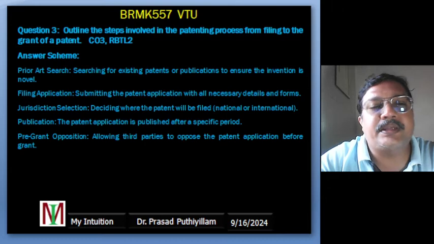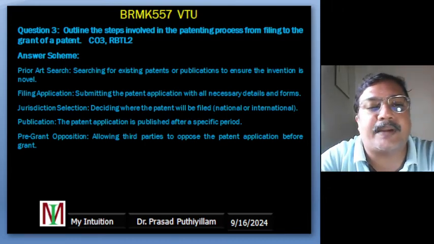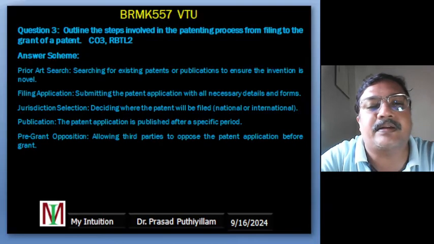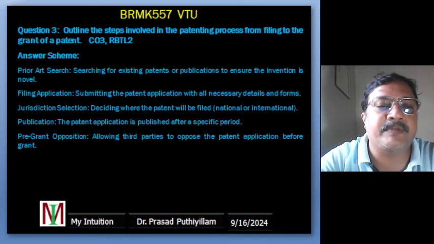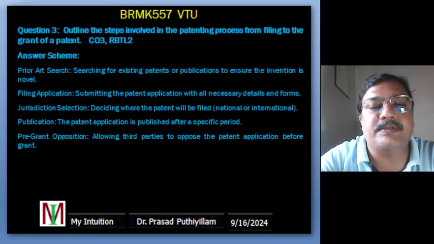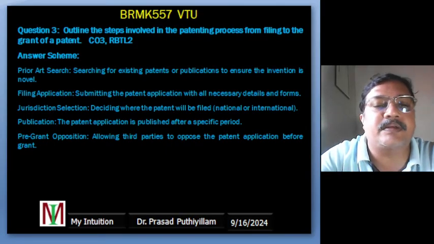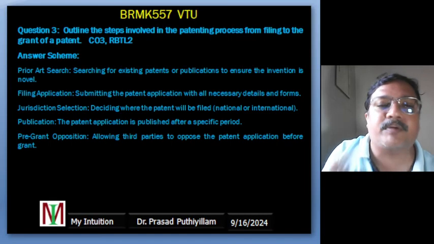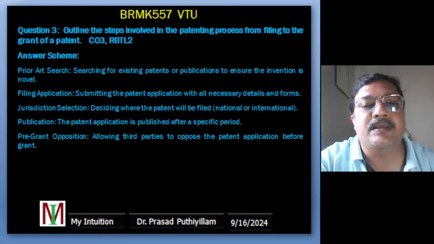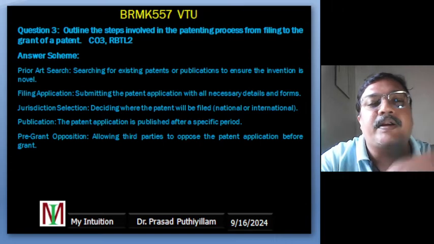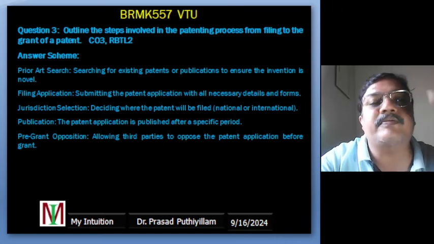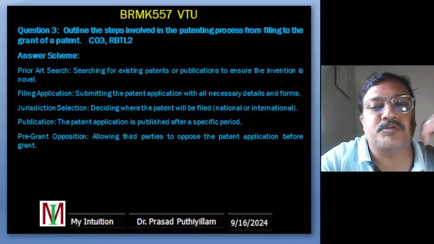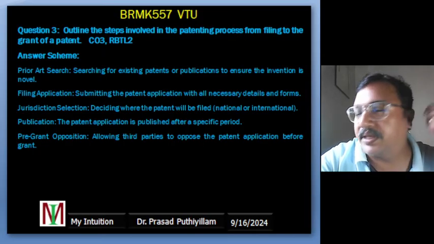If a company sees our patent application, which is already published, for example a new type of shoe, and they believe it is very similar to their product, meaning their product and our product have almost the same details, then they can file a pre-grant opposition to stop our patent from being approved.